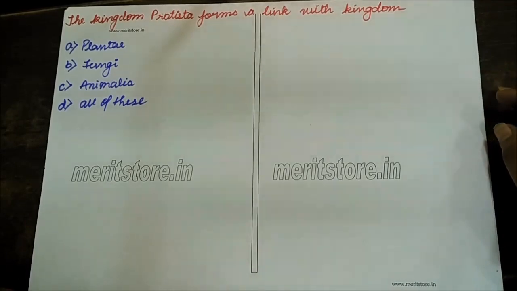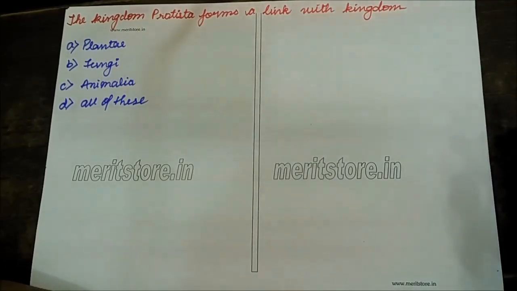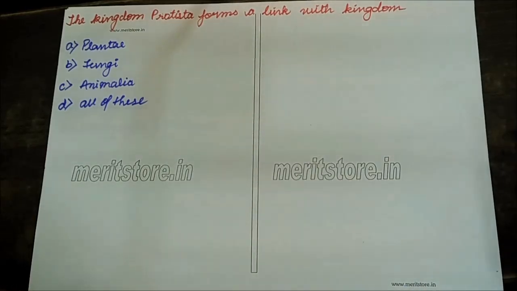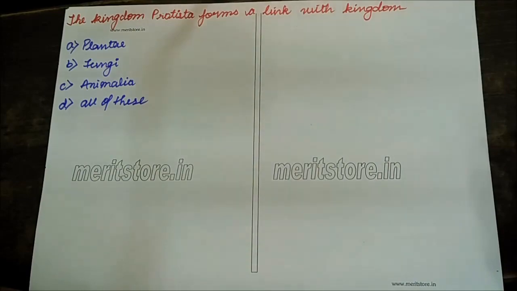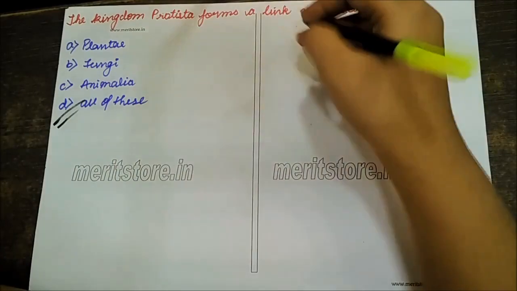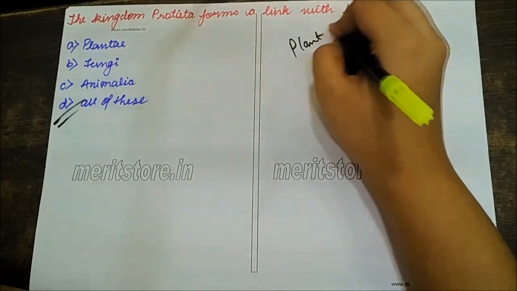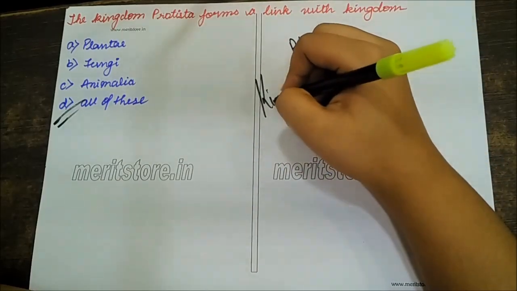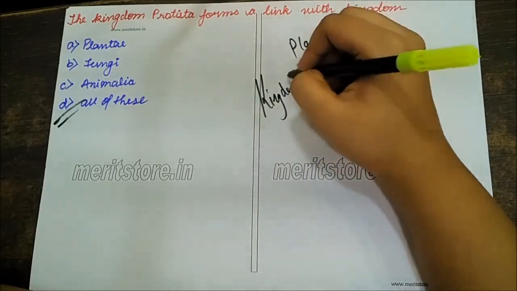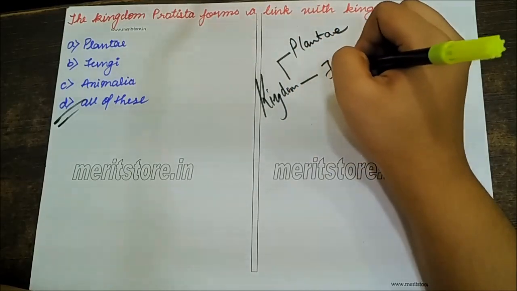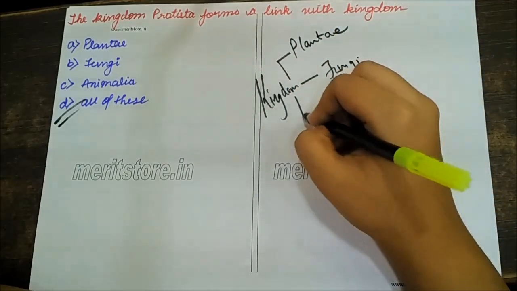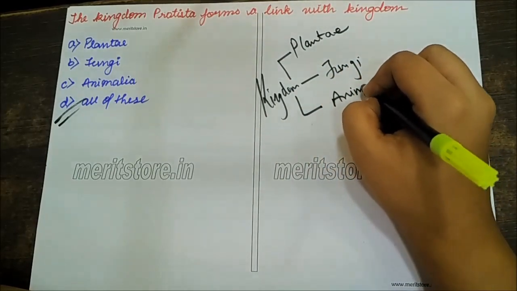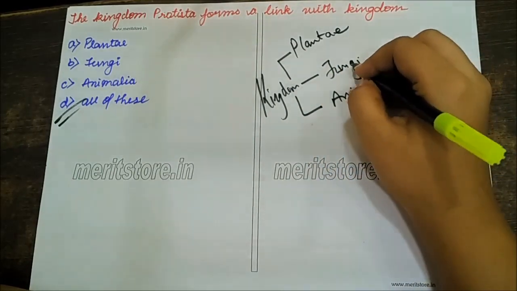Let's move on to the next question. The kingdom Protista forms a link with kingdom Plantae, Fungi, Animalia, or all of these. Now, what do you think? Protista, Plantae, Fungi, Animalia. In fact, all of these. It forms a link with kingdom Plantae, kingdom Fungi, and kingdom Animalia.